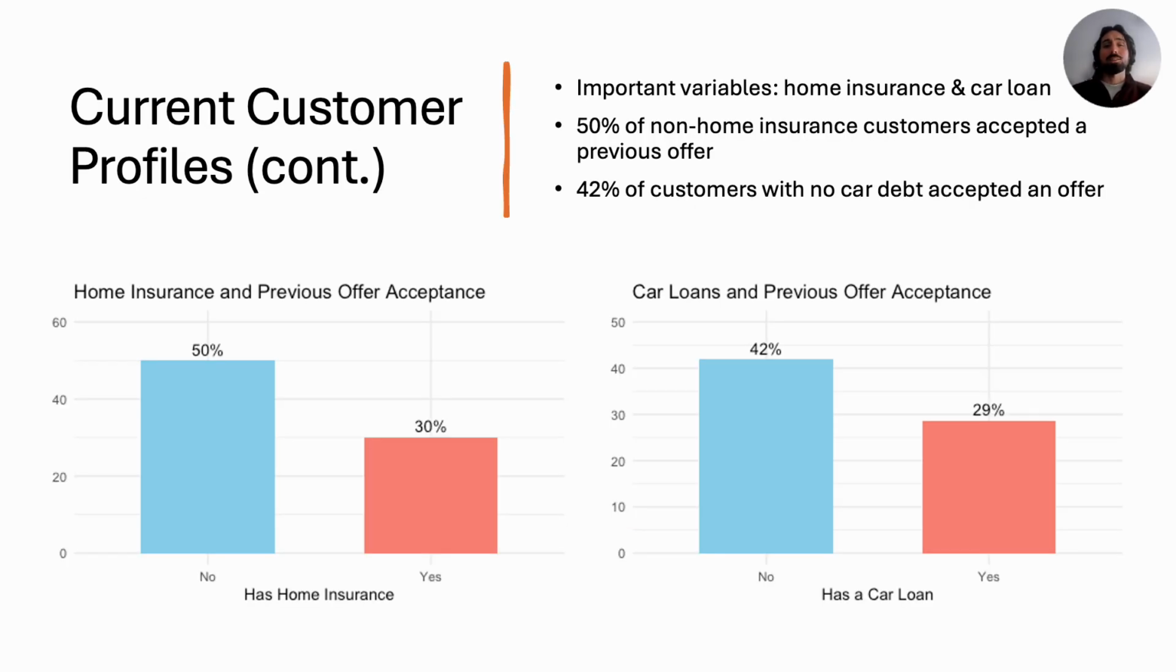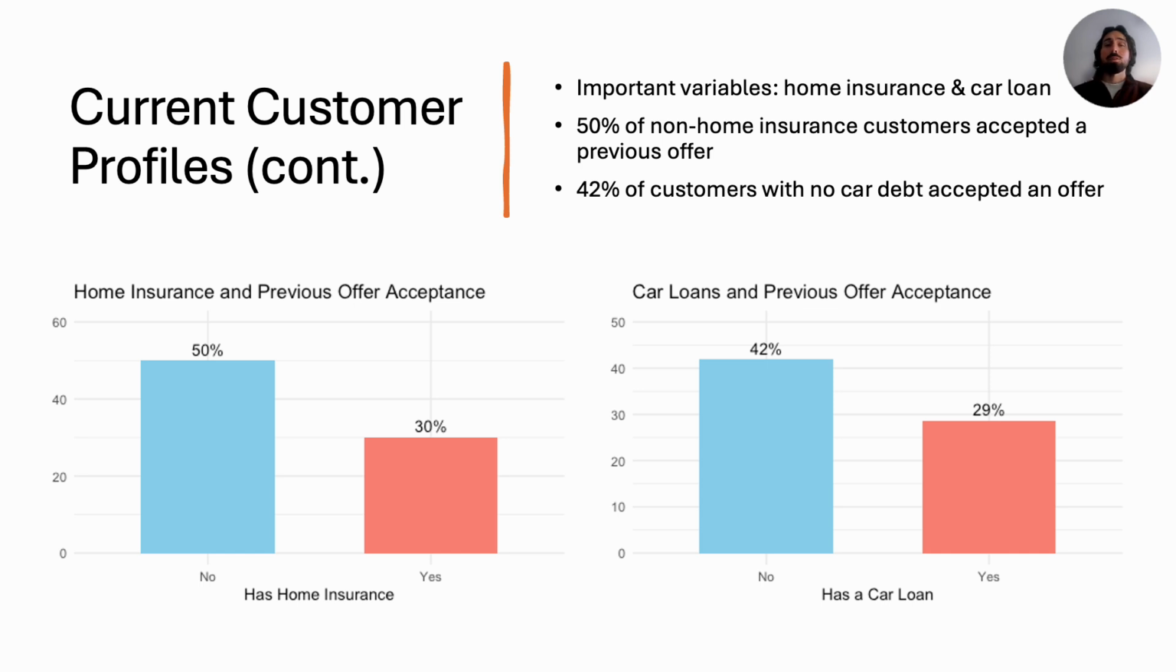Other interesting insights we observed among current customers who had accepted previous offers were the influence of home insurance ownership and outstanding car loans. We found that 50% of current customers who did not have home insurance accepted our latest offering, versus only a 30% acceptance rate for those that did have home insurance. And we believe that there is some merit to this, since about 7.4% of all homeowners in the U.S. are uninsured. And for those earning under $50,000 a year, this amount doubles. So these customers may need additional funds to cover unexpected expenses that would normally be covered by home insurance.